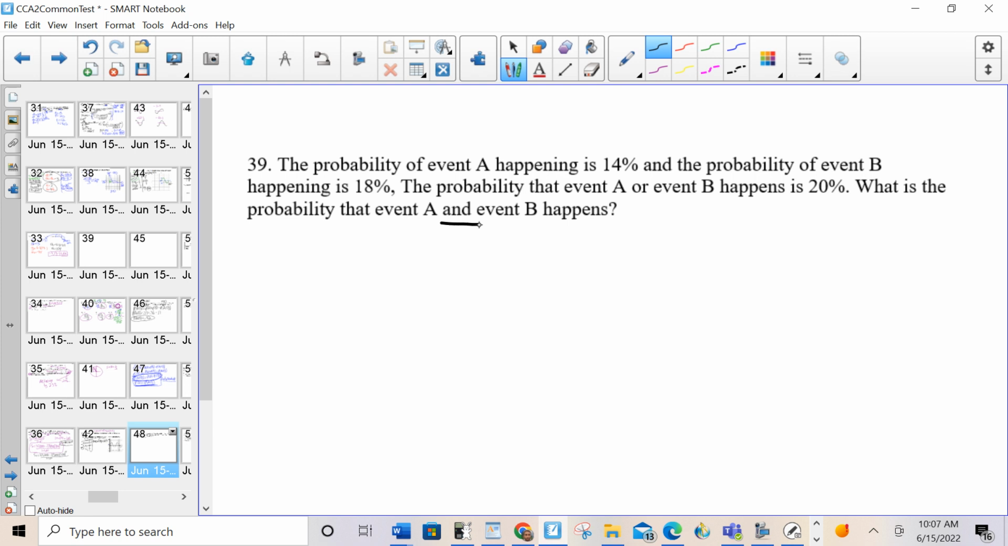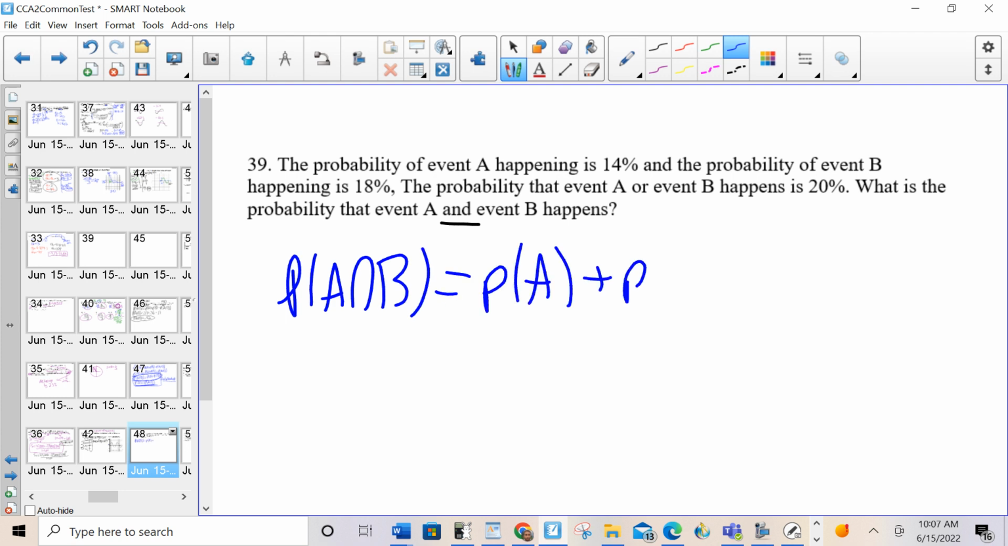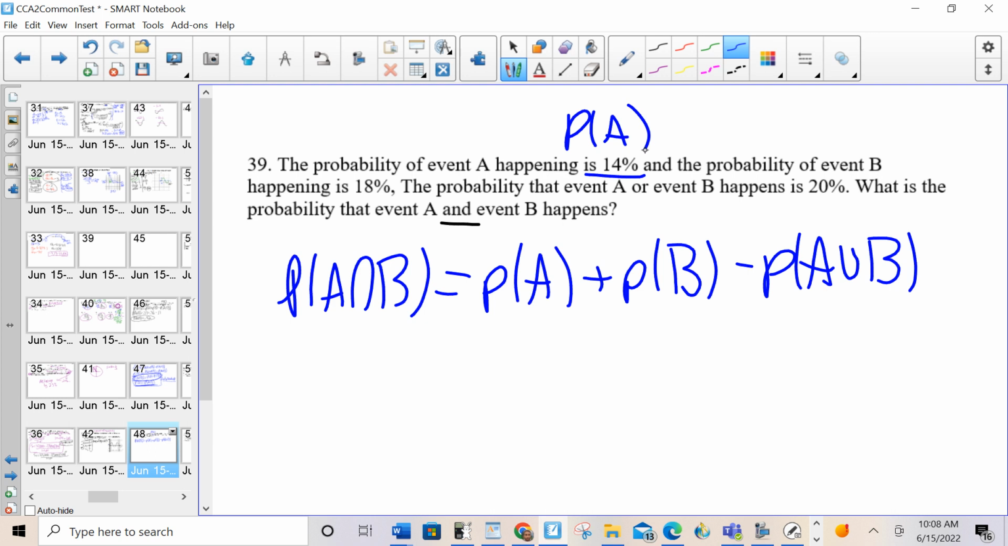And, does it say anything about independent? No. So I use the first and formula. P of A and B equals P of A plus P of B minus P of A or B. That's P of B. Or is 20%, so that's P of A or B.